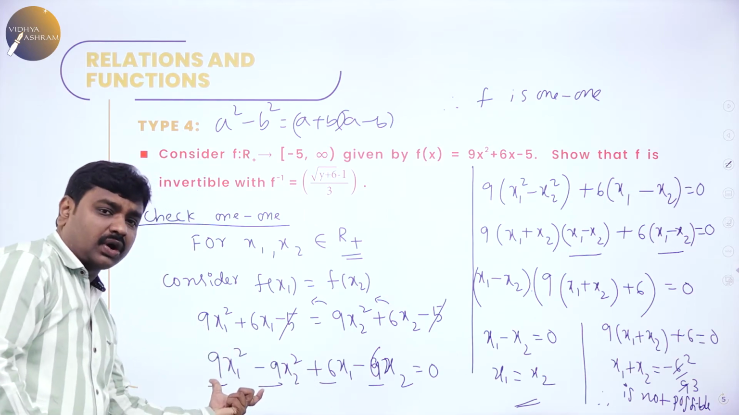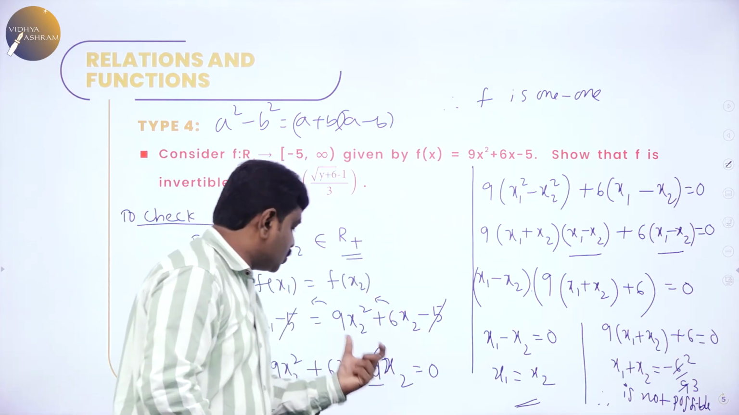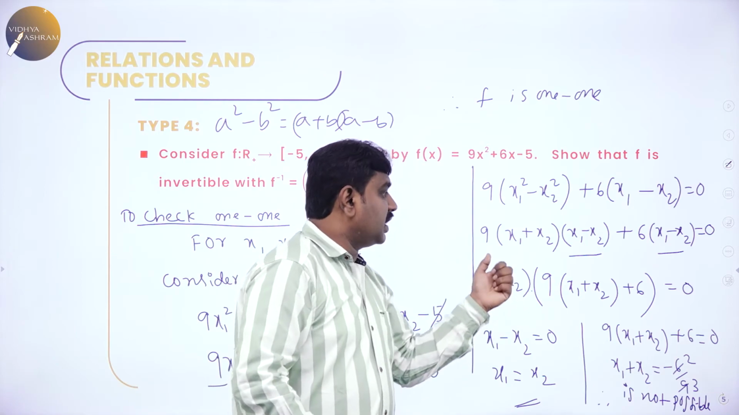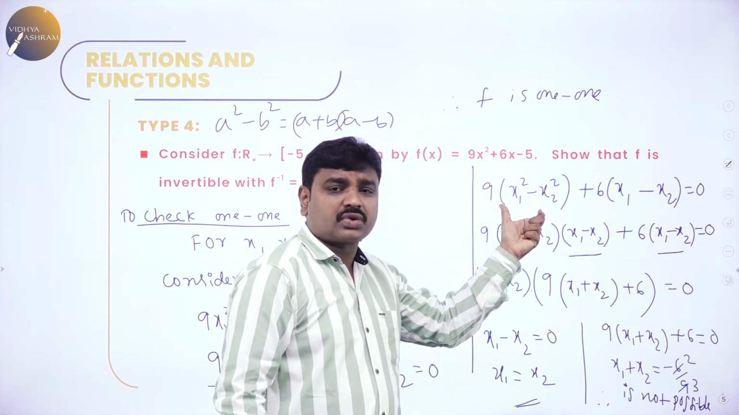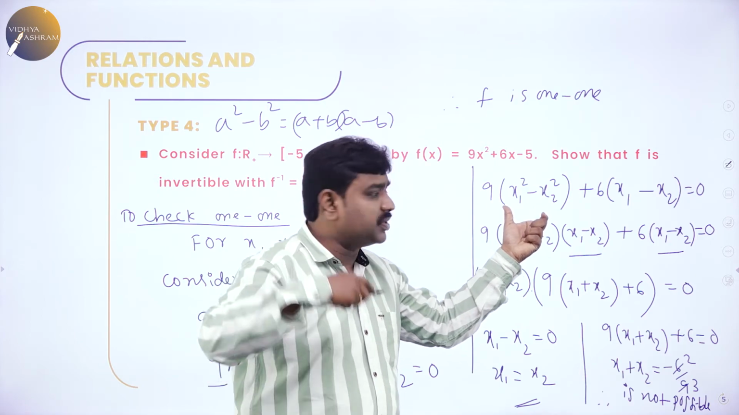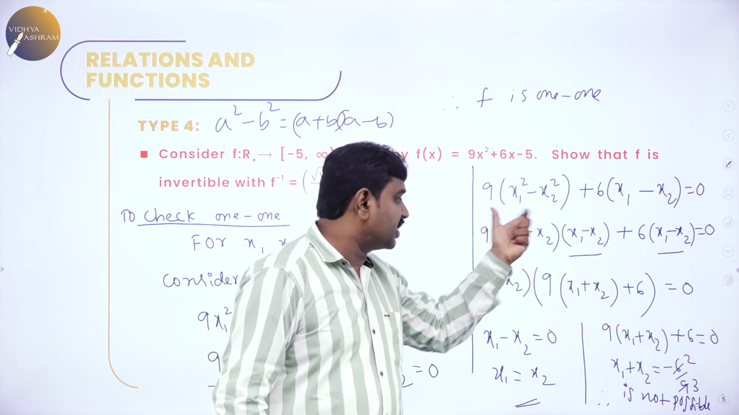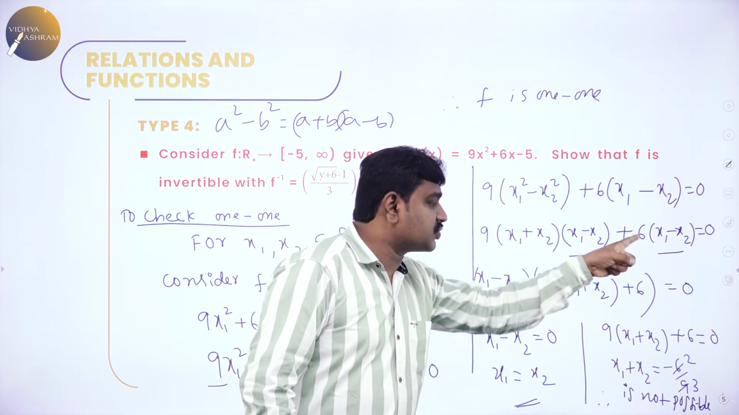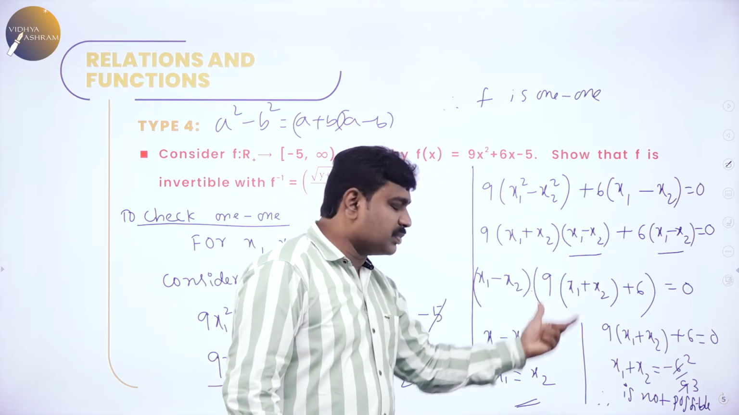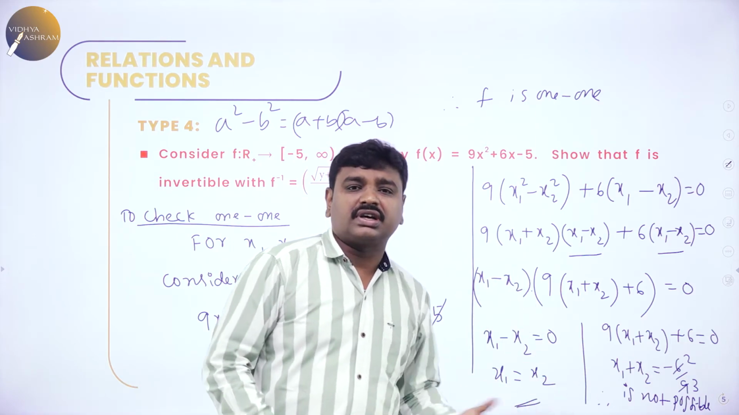Then in these two, take what common? 9 common. And in these two, take what common? 6 common. And further, observe, this is important. A square minus b square can be written as a plus b into a minus b. So x1 square minus x2 square can be written as x1 plus x2 into x1 minus x2. In these two terms x1 minus x2 is common. Take it out, simplify, equate each term to 0 and get the answer.